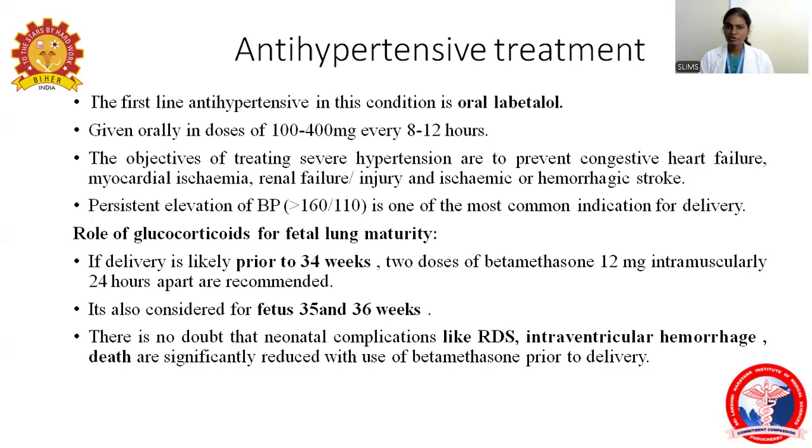Role of corticosteroids for fetal lung maturity. So if delivery is likely prior to 34 weeks, 2 doses of betamethasone, that's 12 mg intramuscularly, 24 hours apart, we have to recommend. It is also considered for the fetus between 35 to 36 weeks. There is no doubt that neonatal complications like RDS, intraventricular hemorrhage, and death are significantly reduced with the use of betamethasone prior to planning for preterm delivery.